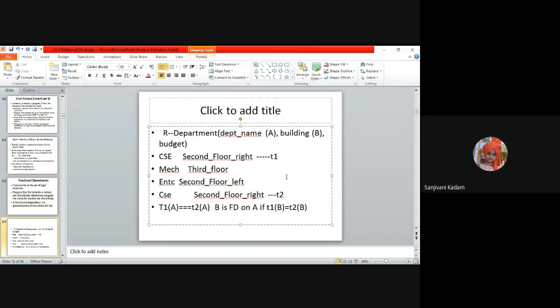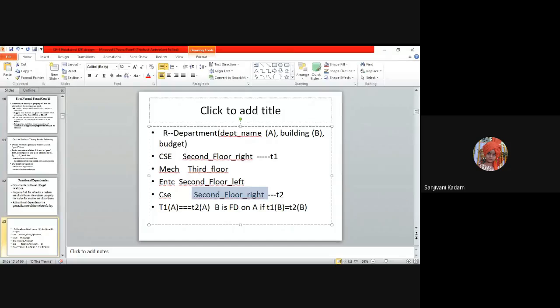Okay. That means the existence of this field is dependent on this value. If my department name changes, this value will also change. If the department name is the same, then it implies that attribute B's value will also be matching. Okay. Now is it clear? Yeah, ma'am. Now it's clear.